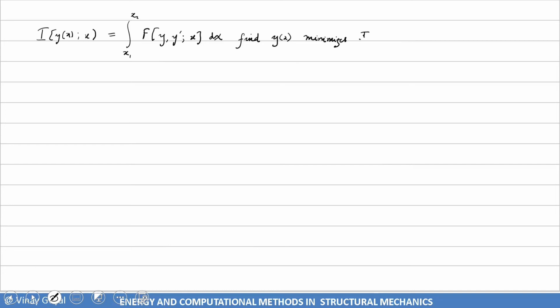So let me go ahead and show you what I had in the previous page, and let me remind you what we're trying to do. I is a function of y of x, and that's the integral from x1 to x2 of f, which is a function of y, y prime, and x, dx. We want to find the y minimizing, so it minimizes I. That is my goal. What function y minimizes I?